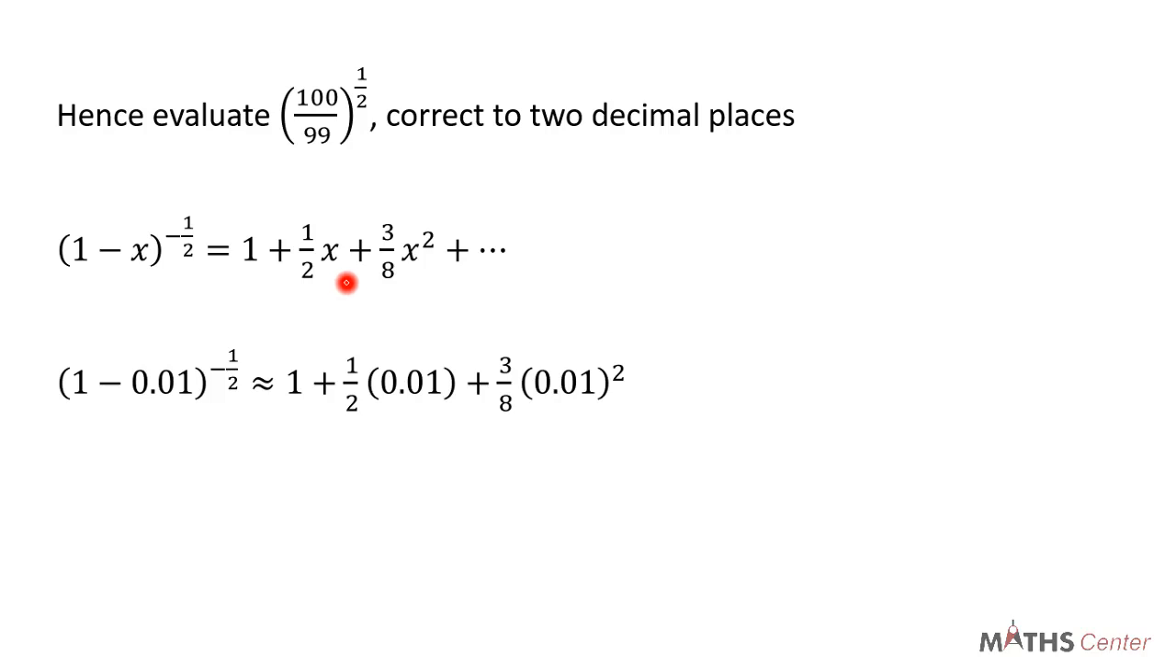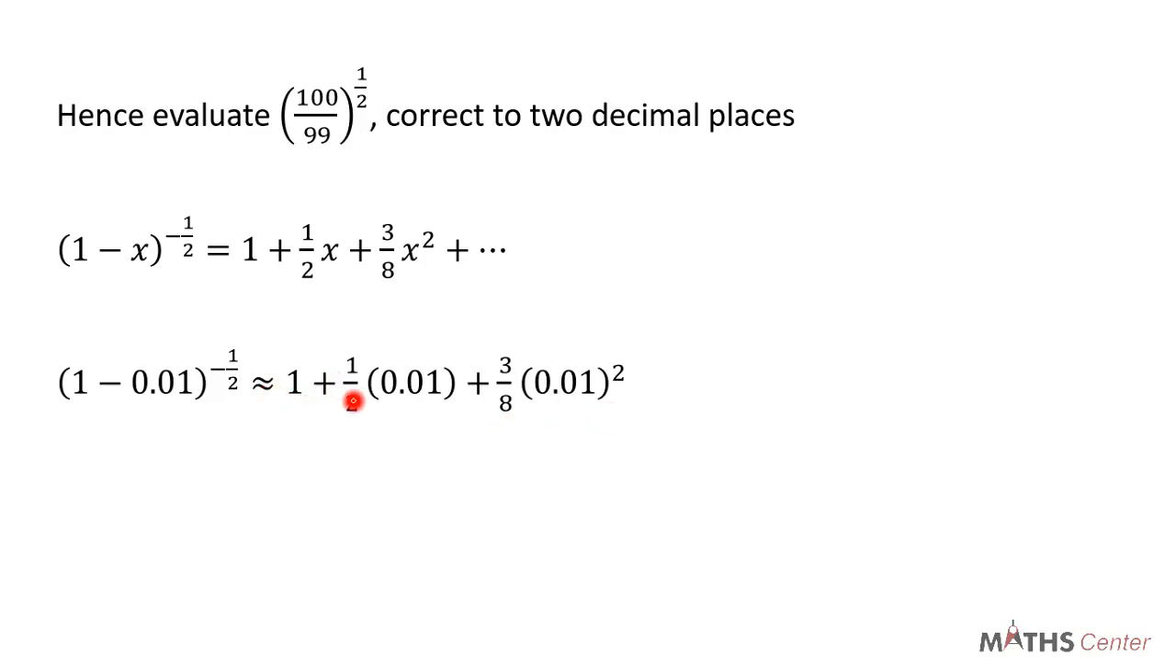Now this will give us an approximate value. The reason why it's giving us an approximate value is that there are other terms that follow this expansion. We only expanded up to the third term. So the value that we are getting here is not the actual value. It is an approximate value.